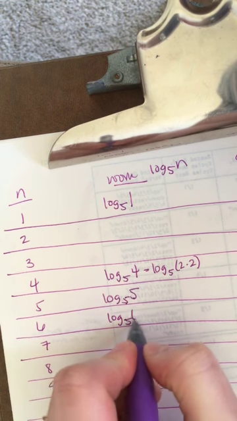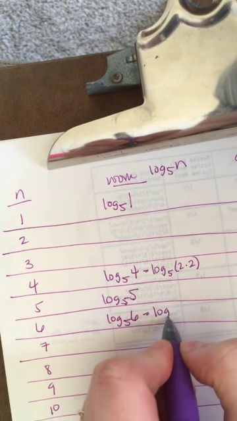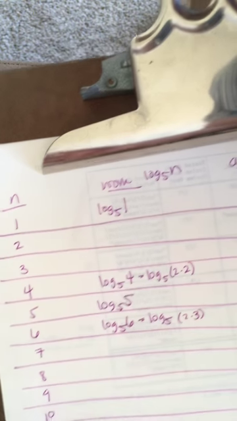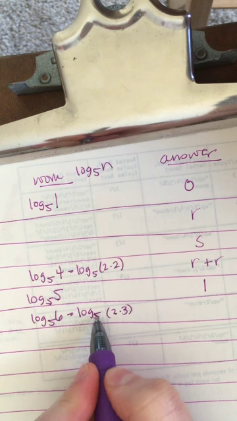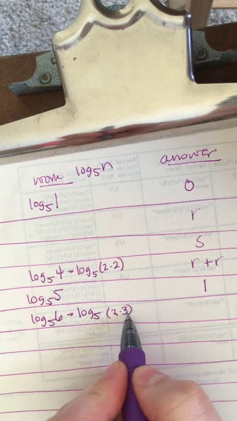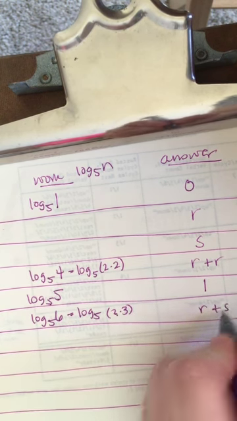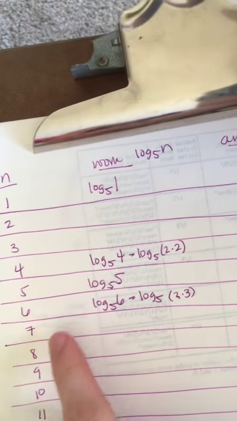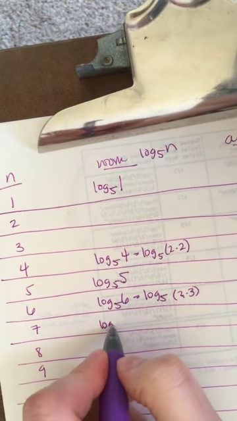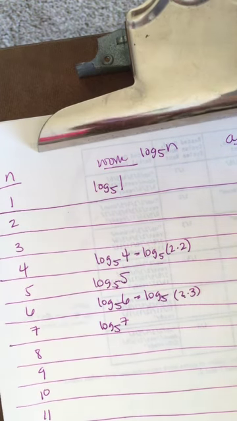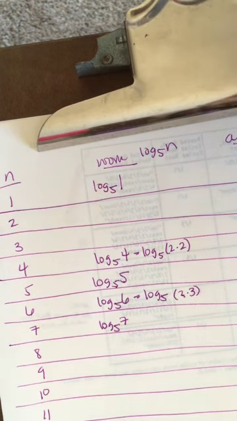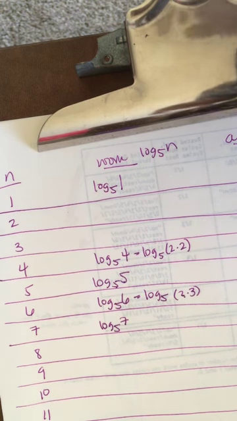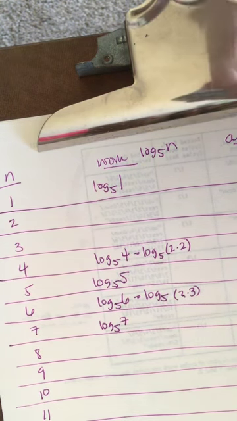Log base 5 of 6, I can break that down into 2 times 3. They gave us 2 and 3 as R and S, so when I add these up, I'll have log base 5 of 2 plus log base 5 of 3. That'll be R plus S. 7, so log base 5 of 7. There's no product there. There's no quotient there that I know of. So we'll just skip it for now and we'll come back to it.